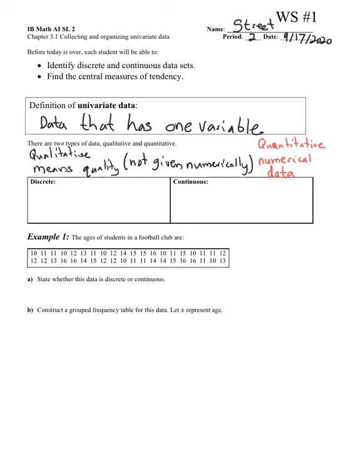And then we have discrete data versus continuous data. You've probably heard those terms before in AGS, like way back in the day, all right? And those are the two types of quantitative data we're gonna be focusing on, all right? And the big difference is discrete can be counted, and continuous can be measured.